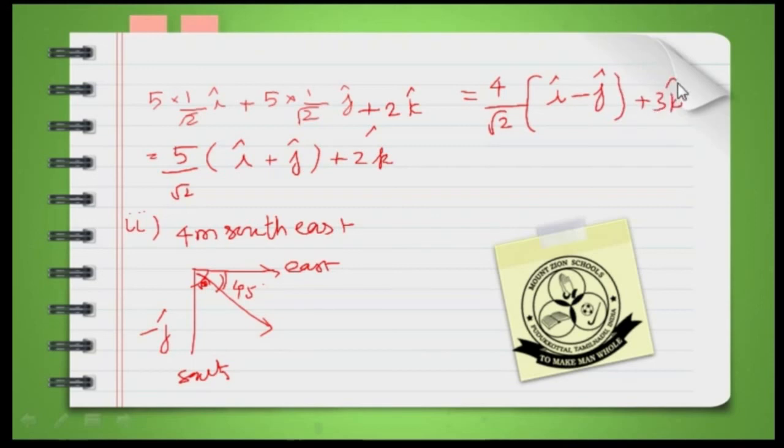Okay. And you can find out the third one. What's the third one given? 2 meter north, northeast and 4 meter up. This step you may just do on your own. Try to solve the next one yourself, following the same steps.